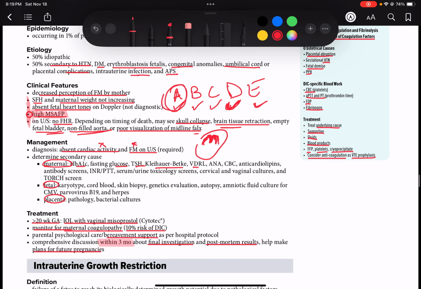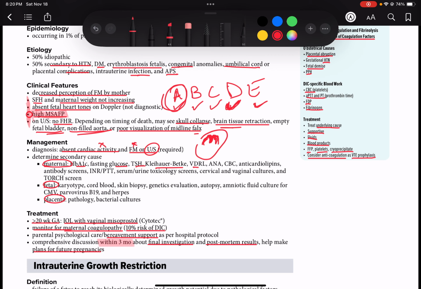How would you manage? How would you diagnose? Absent cardiac activity and no fetal movements, we do ultrasound. On ultrasound, no fetal cardiac activity, no fetal heart rate, no fetal movements. You would just want to determine the secondary cause, what was behind it.